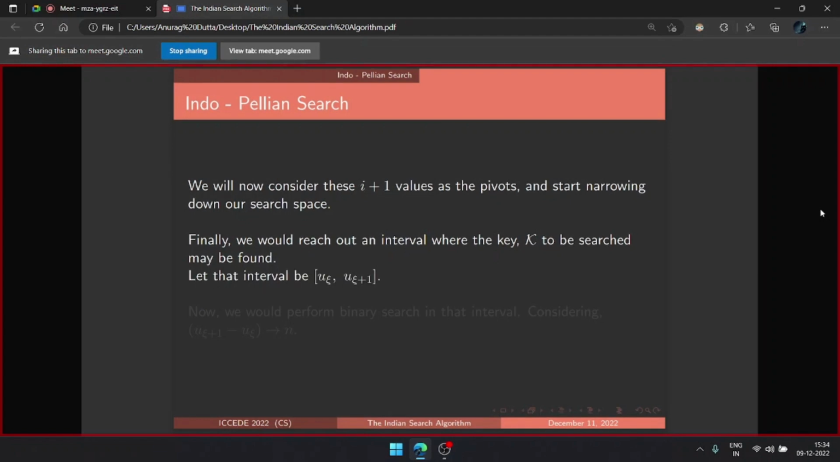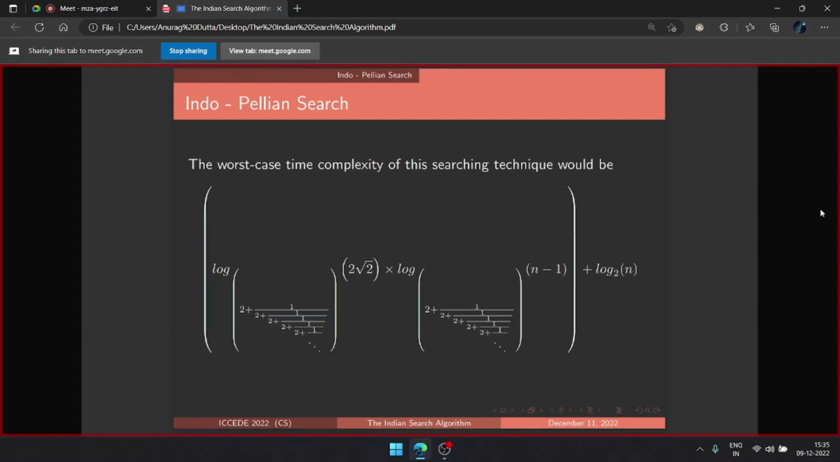Let that interval be u eta and u eta plus 1. Now we would perform binary search in that particular interval. For the sake of proposition, let us consider that the difference between this range is going to tend to n. Now, the worst case time complexity of this particular searching technique would be this majestic-looking value.